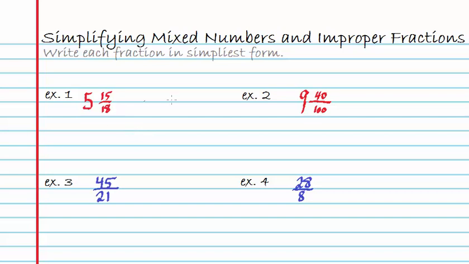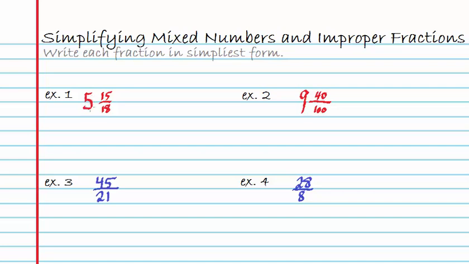Hey everyone, in this video we're going to look at simplifying mixed numbers and improper fractions. This process isn't any different than simplifying a proper fraction, but I'm going to talk about a few strategies, and we want to write each fraction in simplest form. So when I'm simplifying a mixed number, I ignore the number out in front.